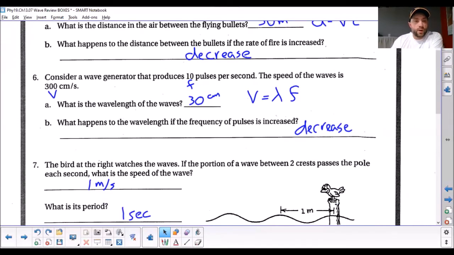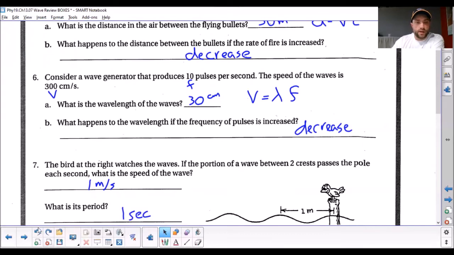So consider a wave generator. That's like the standing wave thing that we did in class. Speed of the wave would be 300 centimeters per second. And the question is, what is the wavelength of the wave? Well, just using our handy equation, we can calculate that it would be 30 centimeters.